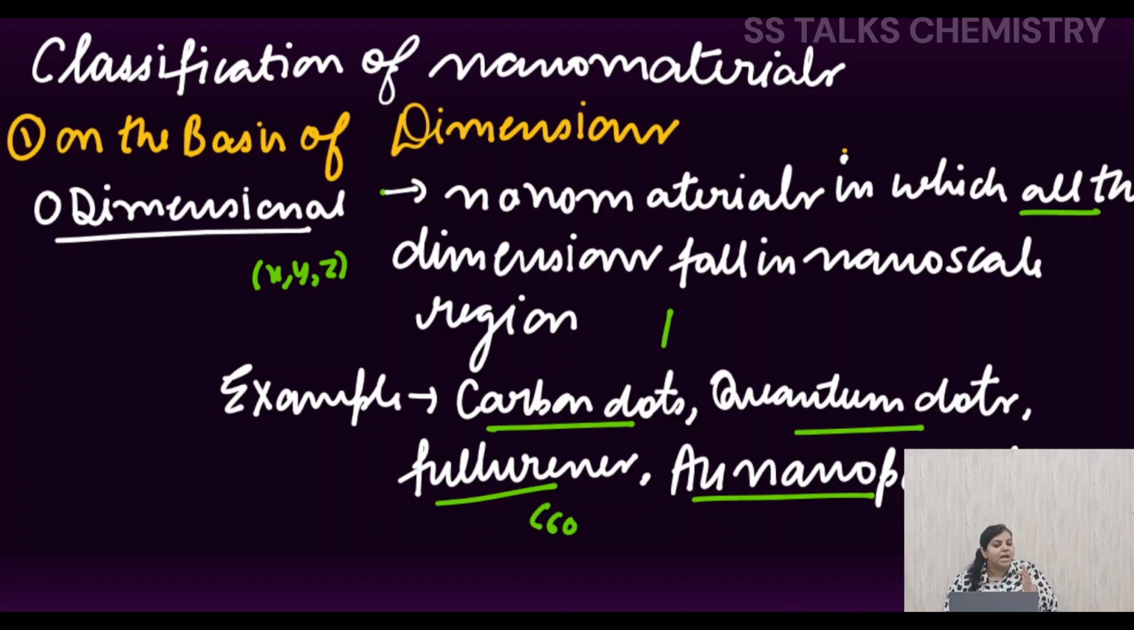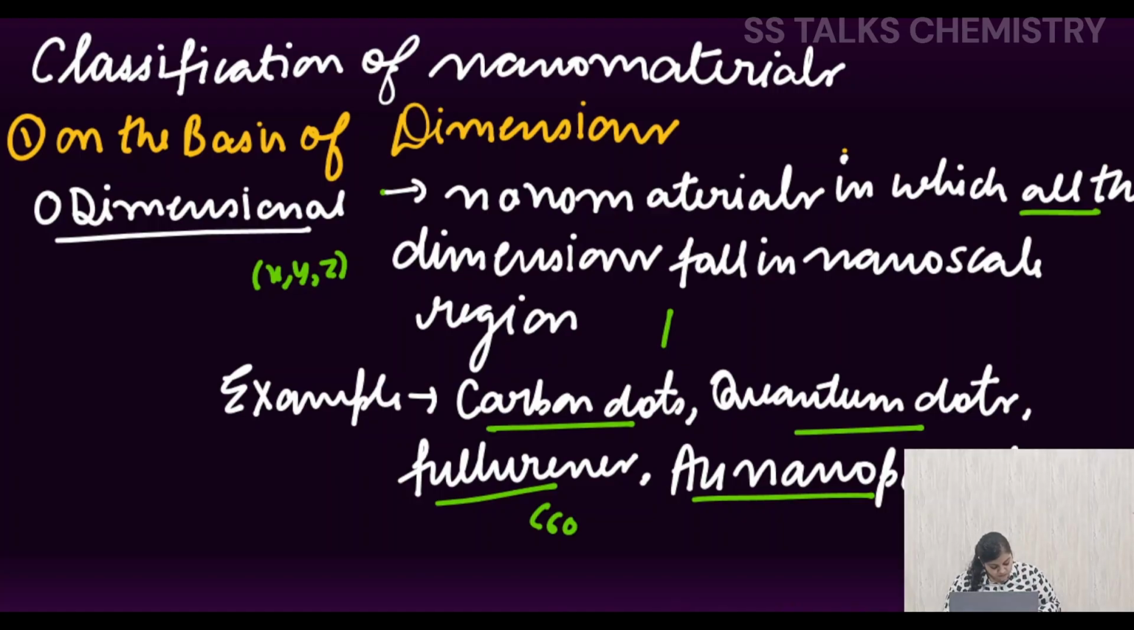So we expect that many of the axes should be lying in the nanoscale region, but in actual it is the reverse. In the zero dimensions, all three are falling in the nanoscale region. Then as you move further, you exclude one of the axes from the nanoscale region, and the classifications are made further. As I said, these examples are important. Directly it will be framed in the form of match the columns.